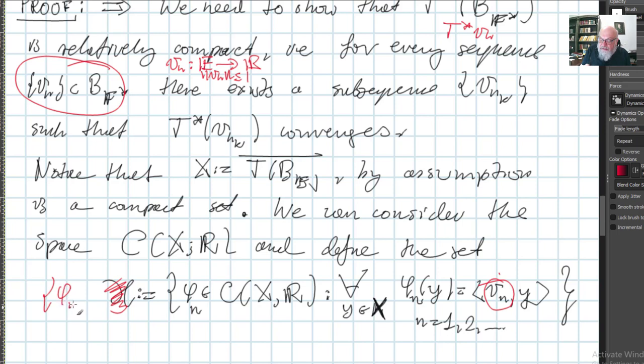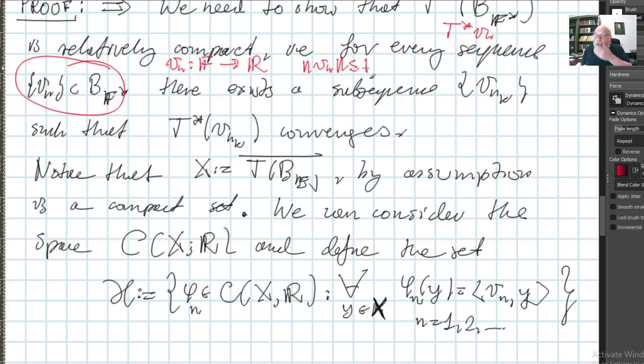Don't need the notation, just say like this. This is a sequence. So we have here the sequence. Notice that these functions are definitely continuous, right? Because phi n, this is e, f, sorry. F to r and v n smaller equal than 1.